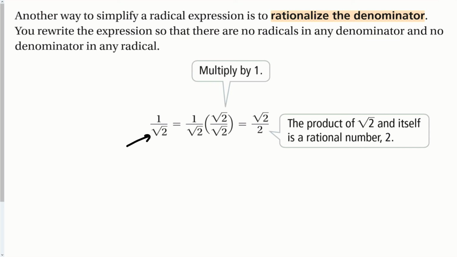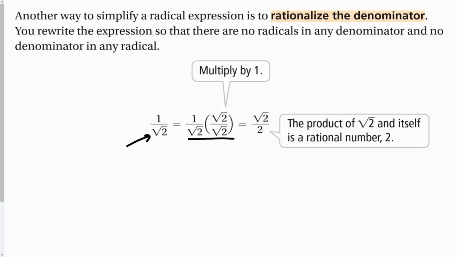We're always going to multiply the top and the bottom by the same thing, so that way we don't change the expression. We're multiplying by 1, so we're keeping it the same. But in the denominator, radical 2 times radical 2 is radical 4, which is just 2. So it's usually pretty simple when we have a square root.